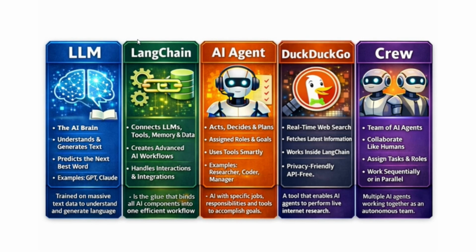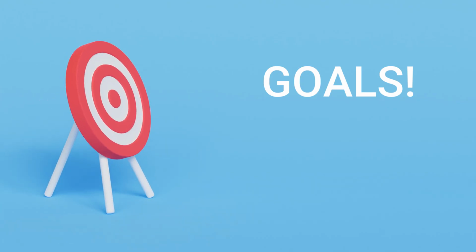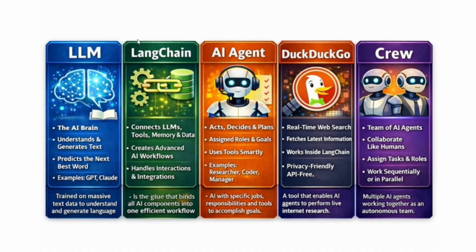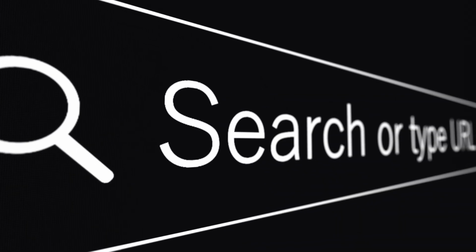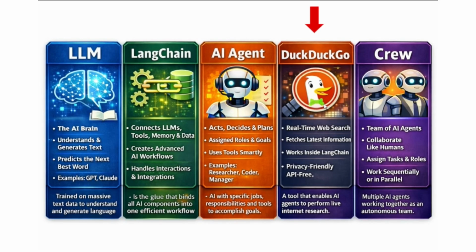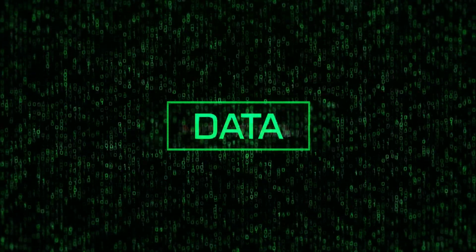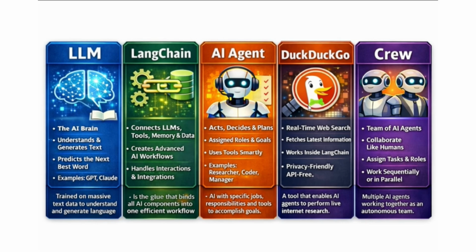Every agent needs a role. The role defines who the agent is. Also, it has a goal that defines what the agent wants to achieve. Now, agents become powerful when we give them tools. Tools allow agents to search the web, read files, call APIs, run functions. One popular tool is DuckDuckGo Search. DuckDuckGo Search allows agents to access live internet data. This is important because LLMs have limited knowledge. With DuckDuckGo, agents fetch the latest information, verify facts, and do real research.